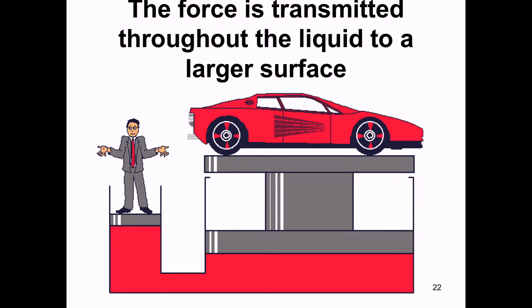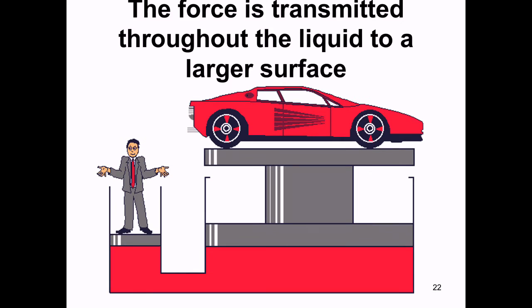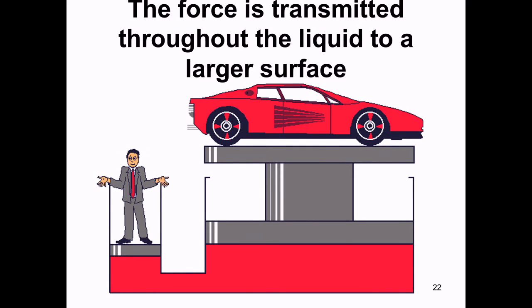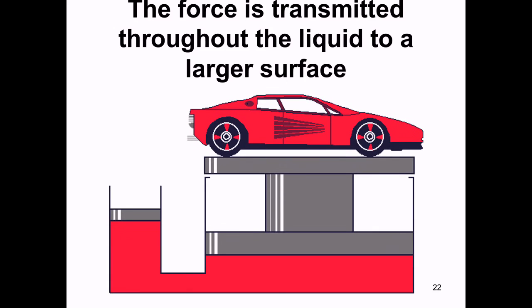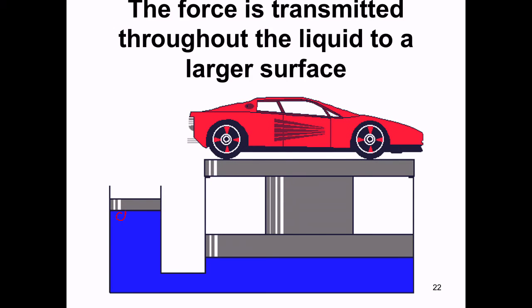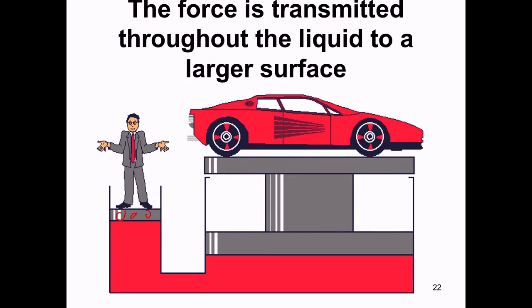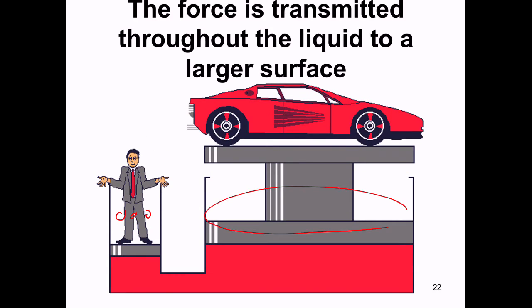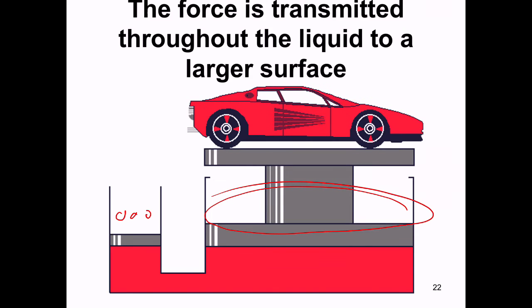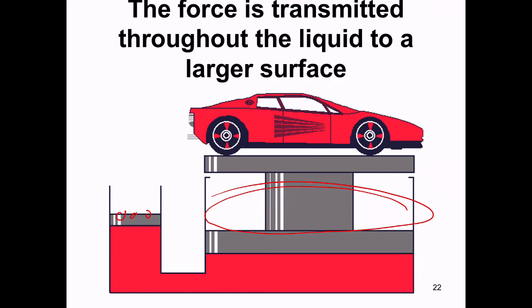So force is transmitted throughout the liquid to a larger surface. So this guy only weighs 200 pounds maybe, but the area below that piston on the left, here we go, that's a small area. You can't see it, but the pressure is the same throughout. And when it reaches this larger piston over here, it has much more force, and you can lift things much heavier with the same amount of force.